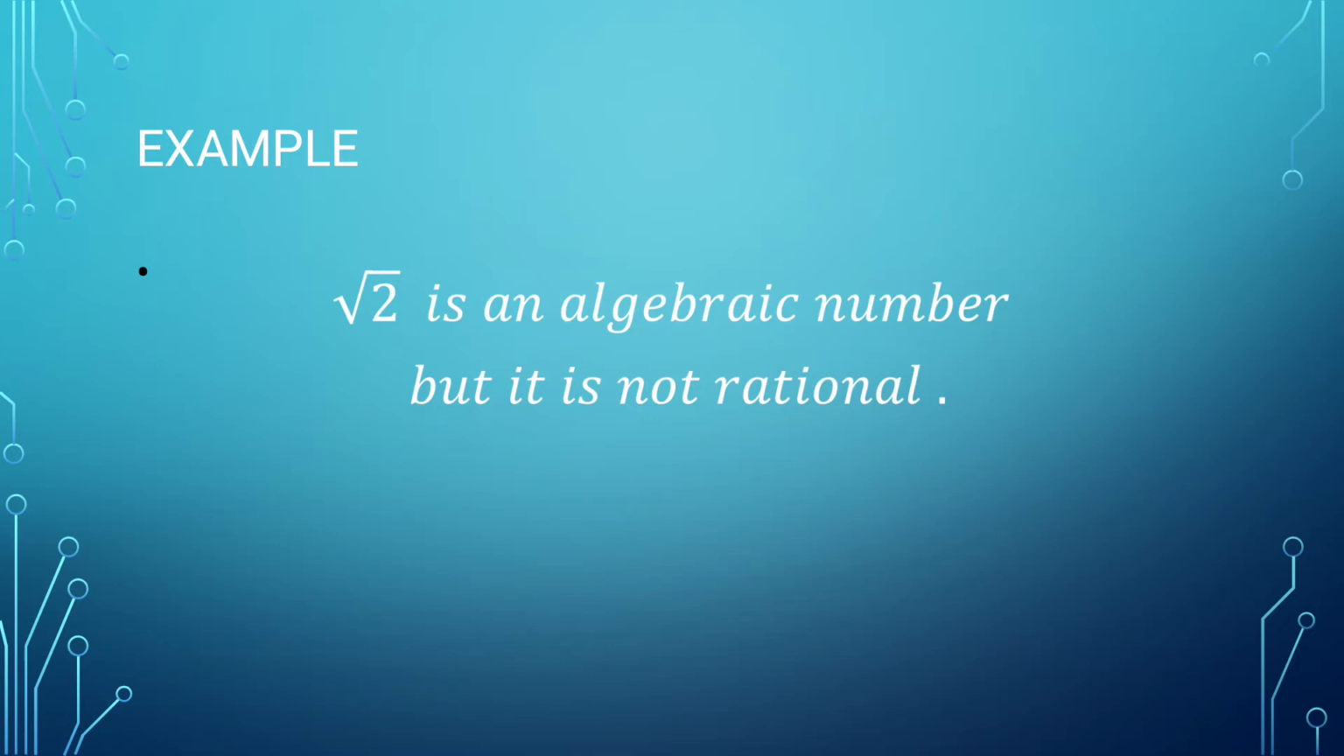So let's look at an example here. Root 2 is an algebraic number, but it's not rational. So that's the reason we are saying not all algebraic numbers are rational, though rational numbers are algebraic.